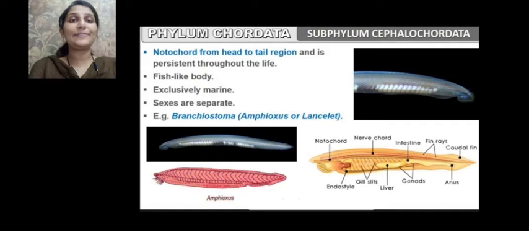Now the next subphylum is Cephalochordata. The notochord is present. Unlike the Urochordata, it is not present only in the larval tail. It is present from head to tail region and is persistent throughout their life. It is not only present in the larval stage, it is present throughout their life, starting from the head to the tail region, and the body is fish-like. It is also marine and sexes are separate. They are not hermaphrodite. Examples are Branchiostoma. Branchiostoma is an example of the subphylum Cephalochordata.